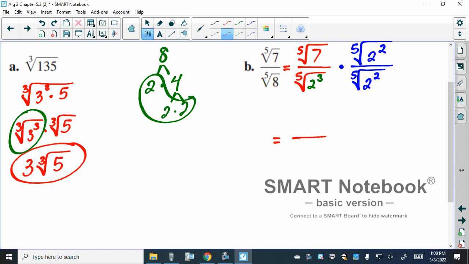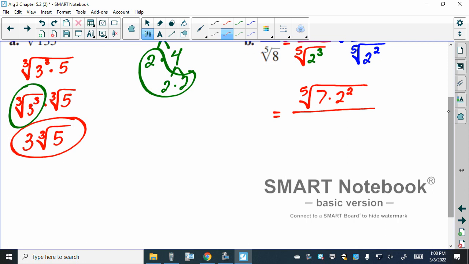Because what we're trying to do is increase the number of 2's that we have in the denominator so that its exponent and the root will simplify out. Because in the numerator, we're going to have the 5th root of 7 times 2 squared. In the denominator, we're going to have the 5th root of 2 cubed times 2 squared.